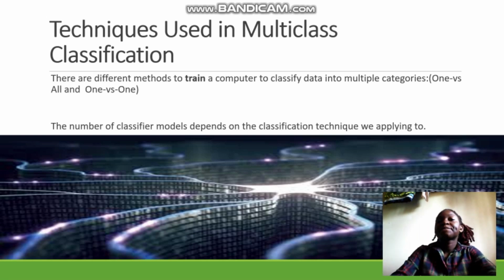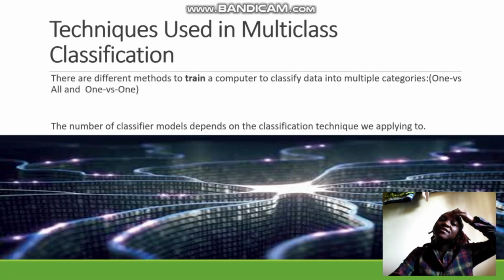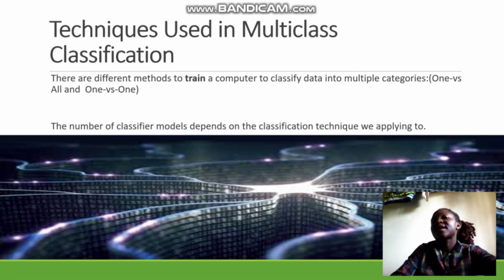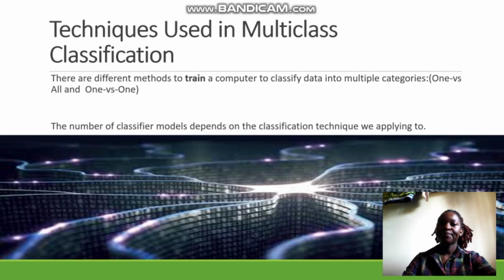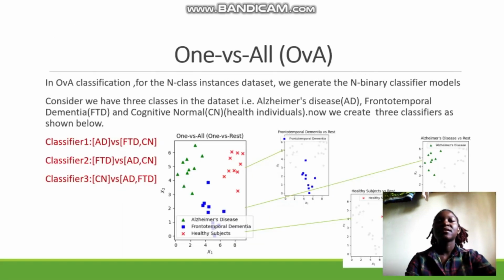And there are methods to use when you're training a machine to classify data into multiple classes. We have one versus all and one versus one. The number of classifier models depends on the technique you're using, basically. First, I'm going to discuss one versus all.